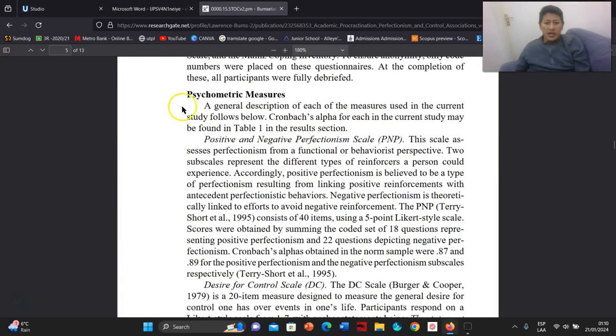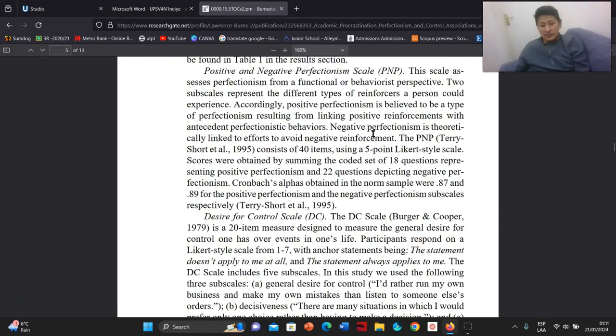You see, psychometric measures. A general description of each measure used in the current study follows below. You see, he used a measure. He used a positive and negative perfection scale. You see, in this case he needed to use quantitative research because he used a scale in order to understand their behavior or reaction from the undergraduates.